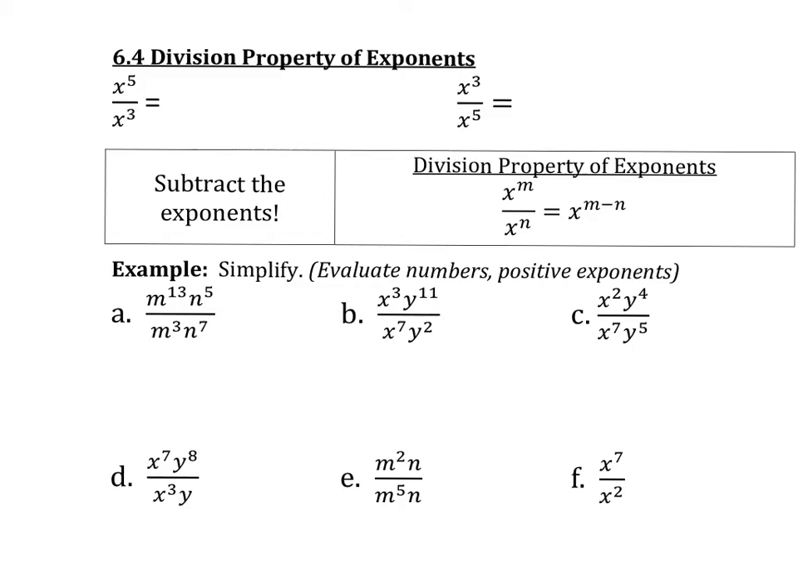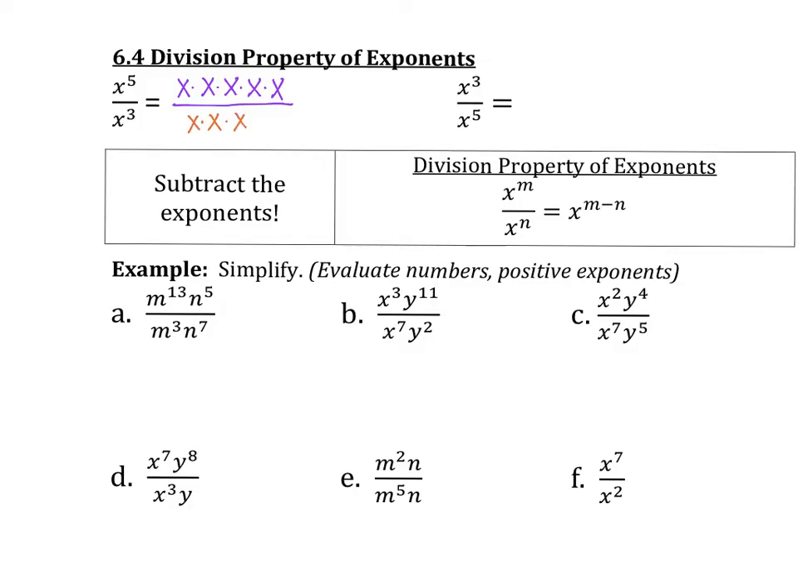Okay, the last section of chapter 6 is the division property of exponents. Before I tell you the property, I'm going to write this out the long way to show you why the property works. So this is x to the fifth over x to the third, which means in the numerator I have x times x times x times x times x. In the denominator, I have x times x times x.